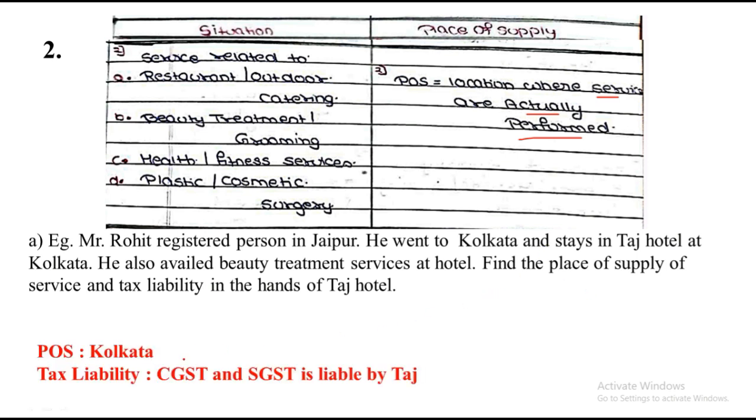So your place of supply will be Kolkata, and CGST and SGST will be liable by Taj. Because Kolkata is your place of supply, and the beauty treatment which is taking place is also in Kolkata. So both of them are in Kolkata. So your tax liability will be CGST and SGST.